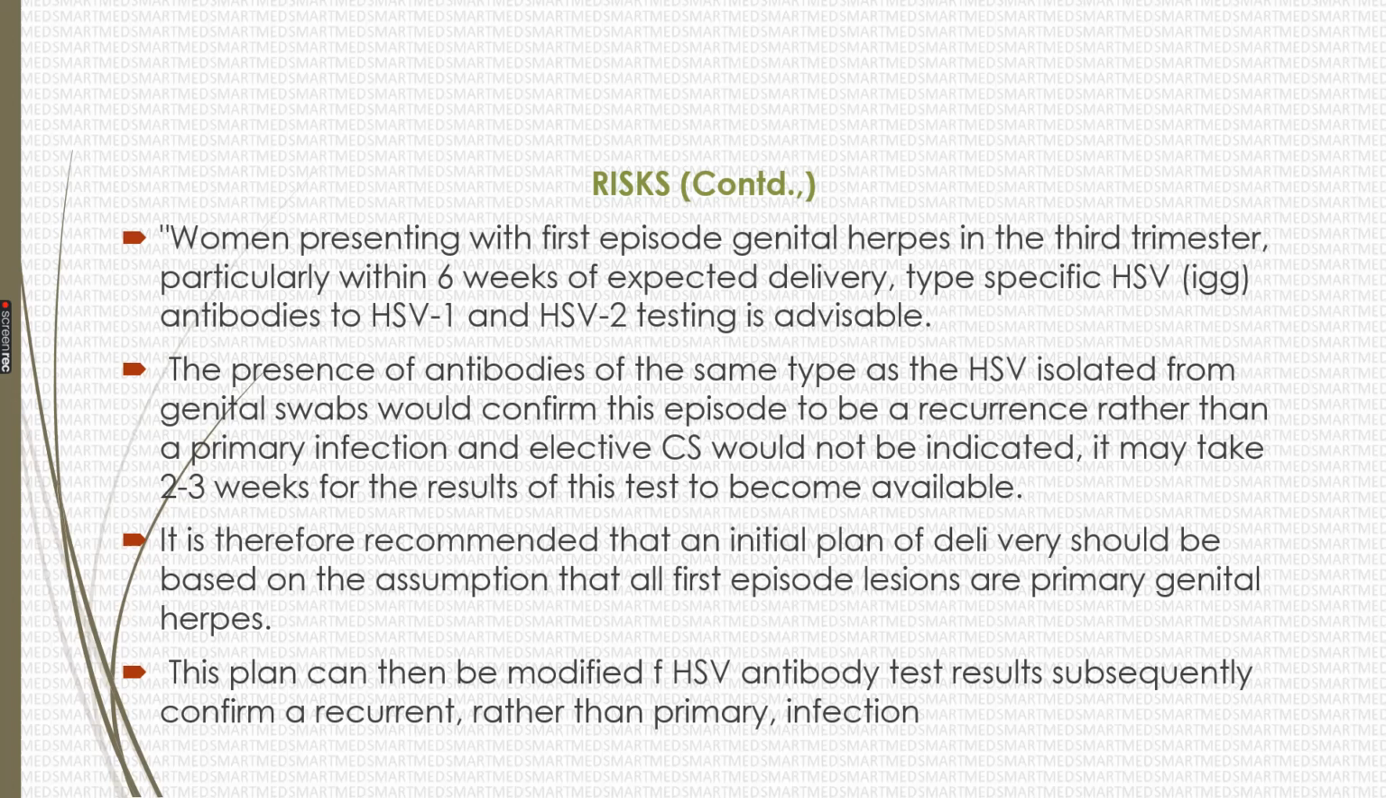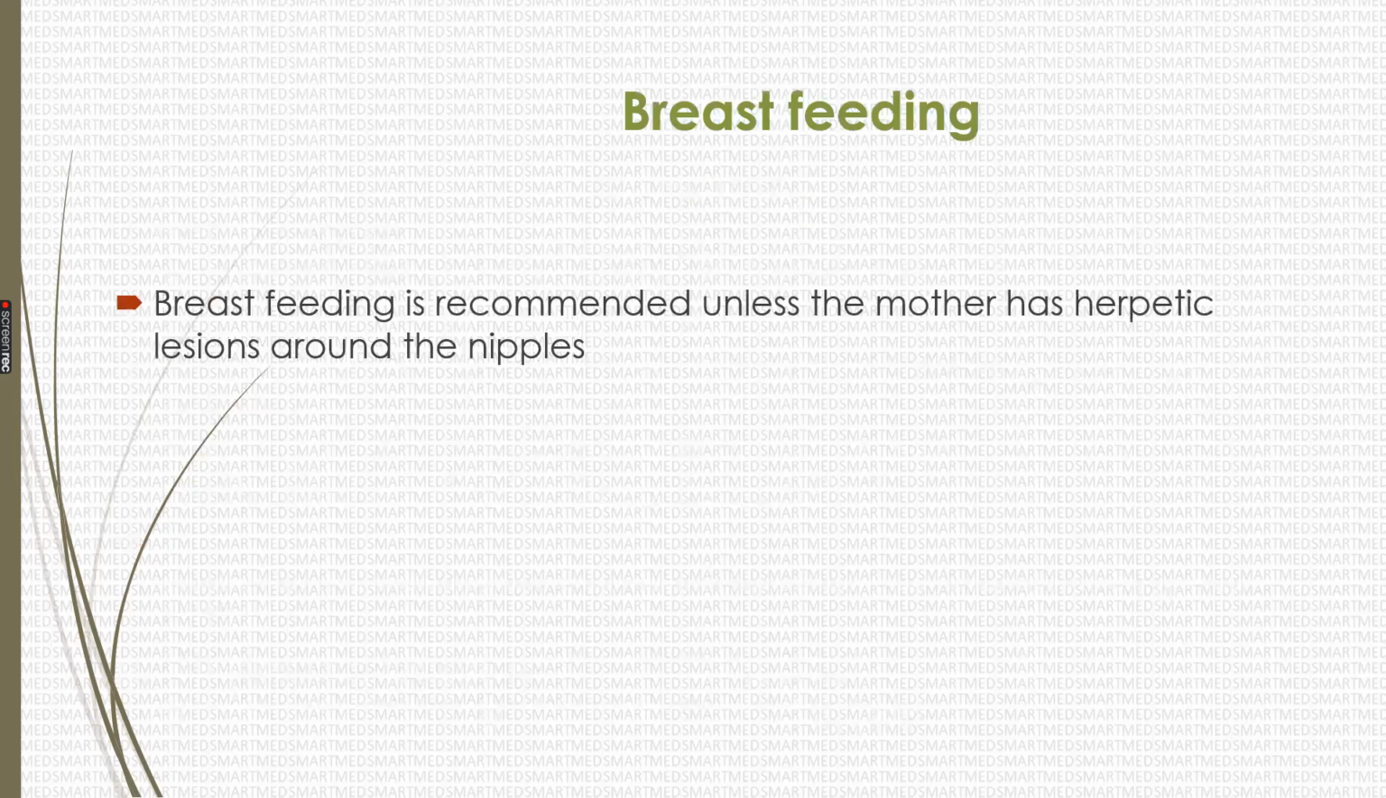It is therefore recommended that an initial plan of delivery should be based on the assumption that all first episode lesions are primary genital herpes. This plan can be modified if the HSV antibody test results subsequently confirm a recurrent rather than a primary infection. Breastfeeding is recommended unless the mother has herpetic lesions around the nipples.